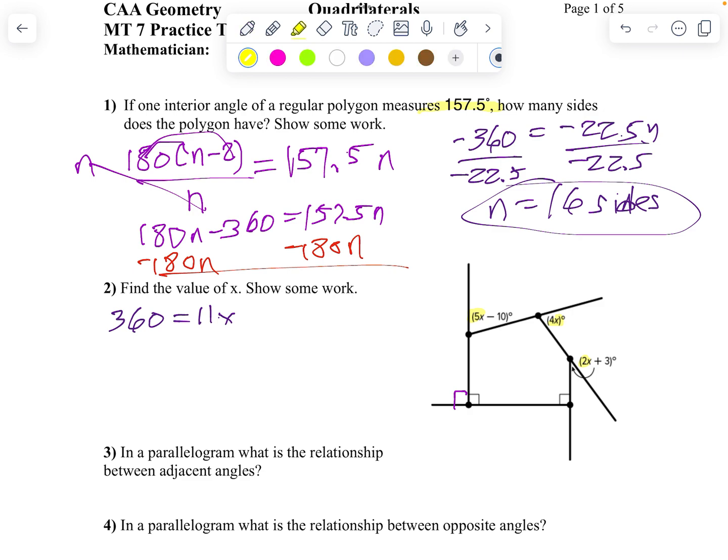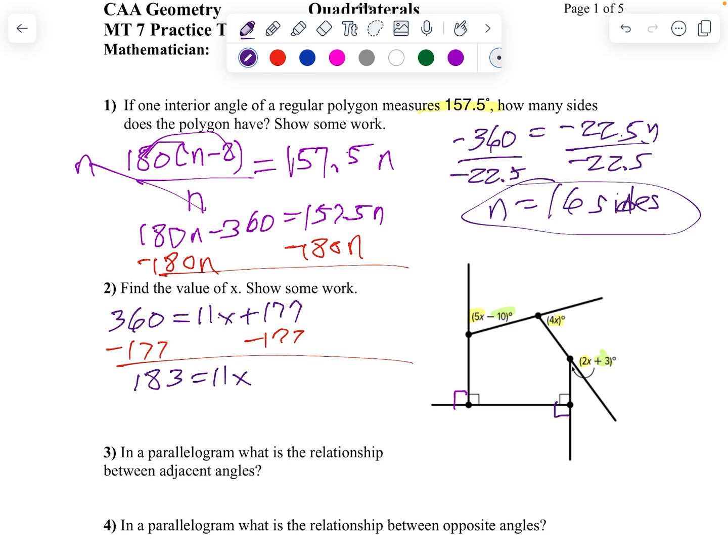And then we'll add up our numbers. Negative 10 plus 3 is negative 7. Oh, I didn't put my 90 here, did I? Plus 180, so I get plus 177. 90 plus 90 is 180. Now we just do the pre-algebra skills, solve that equation. So we get 360 minus 177. We get 183 equals 11x. So we divide by 11.